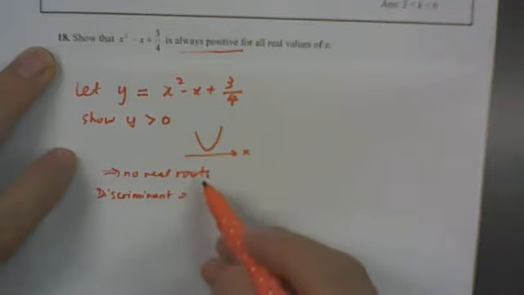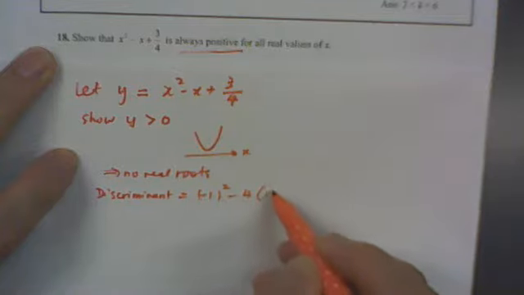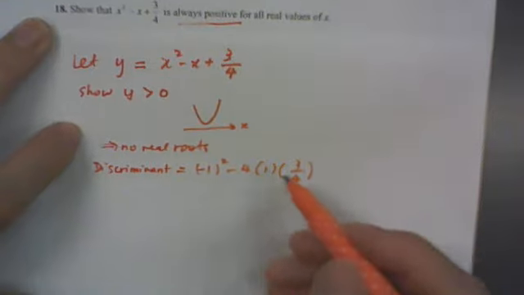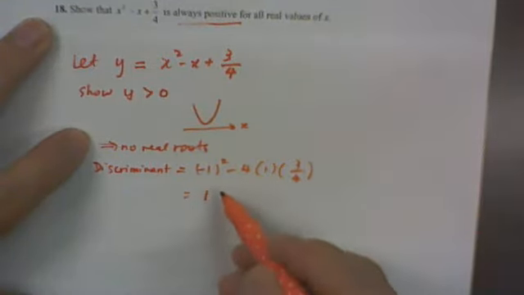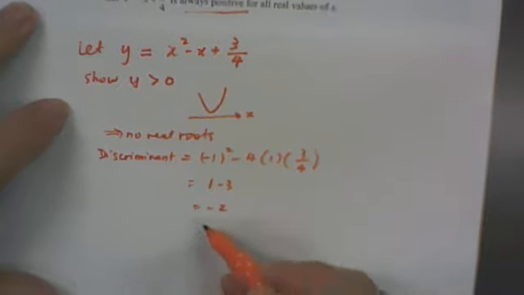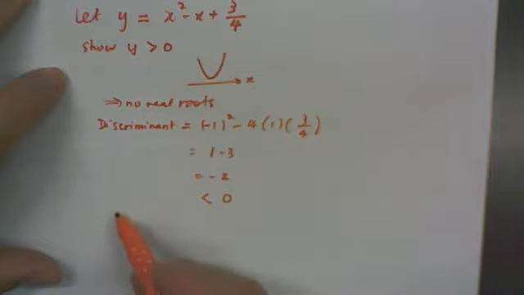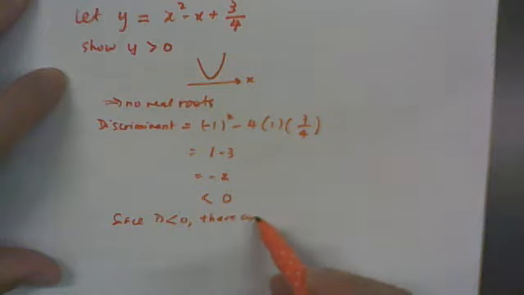So your discriminant is b squared, where b is -1, minus 4ac. Right? So that gives 1 minus 3, which equals -2, which is less than 0. So since the discriminant is less than 0, there are no real roots.